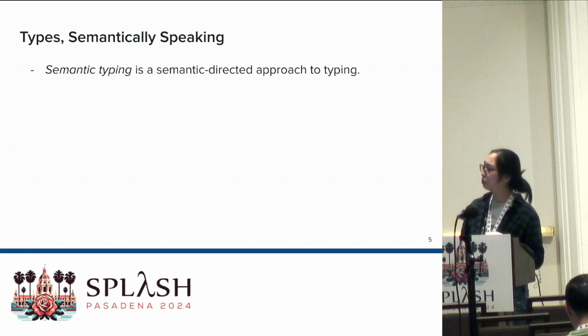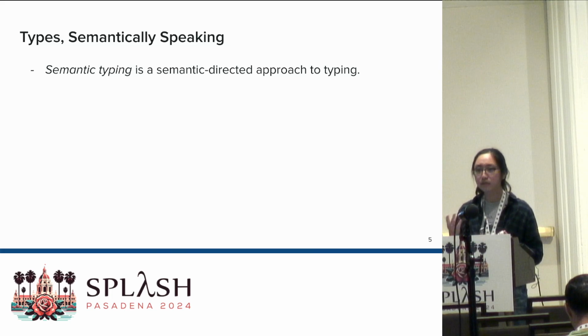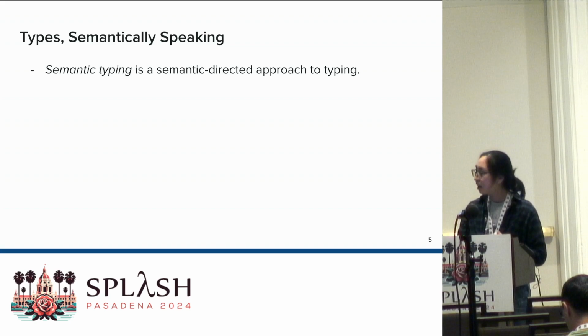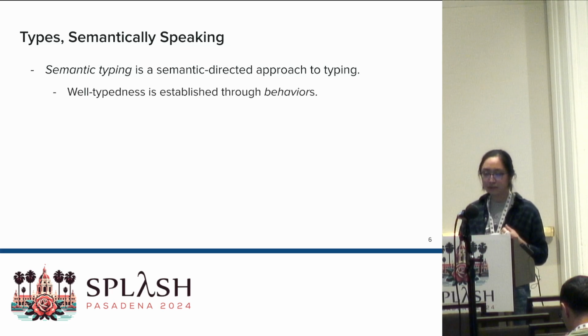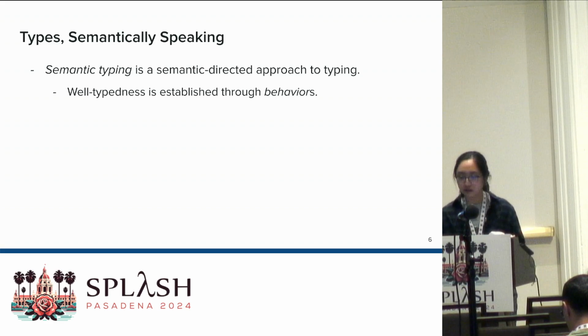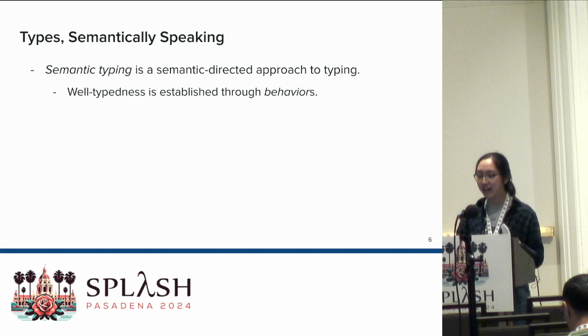So let's start with replacing type systems. Type systems are essentially a syntax-directed approach to typing. And if we want to do away with it, the natural alternative is a semantic-directed approach, which is aptly named semantic typing. And as its name suggests, semantic typing is where types are determined solely by the behaviors of an expression rather than any syntactic structure.